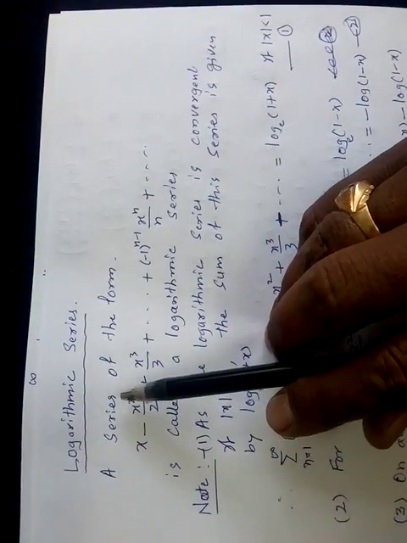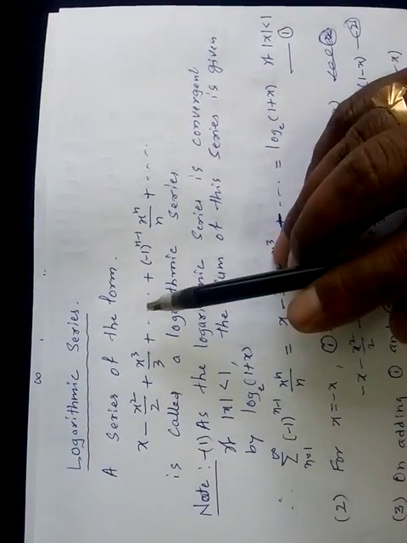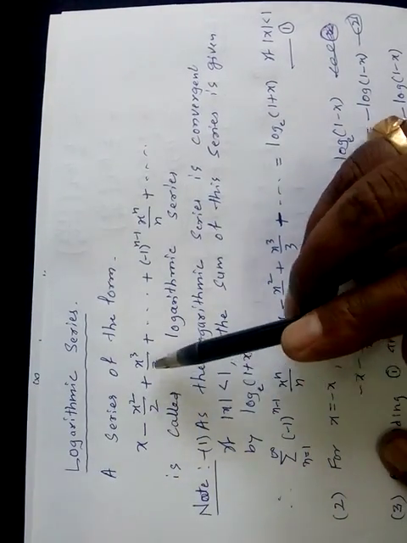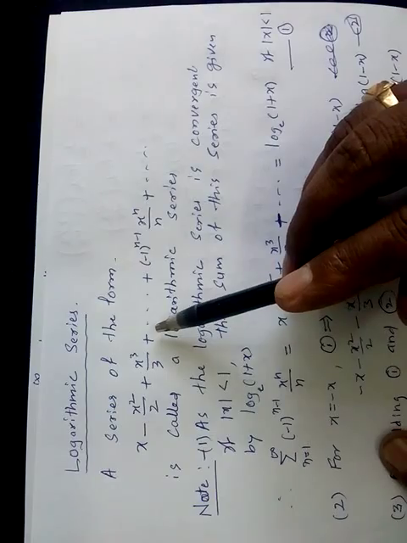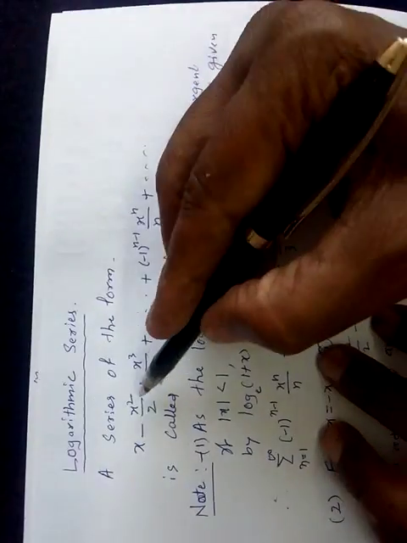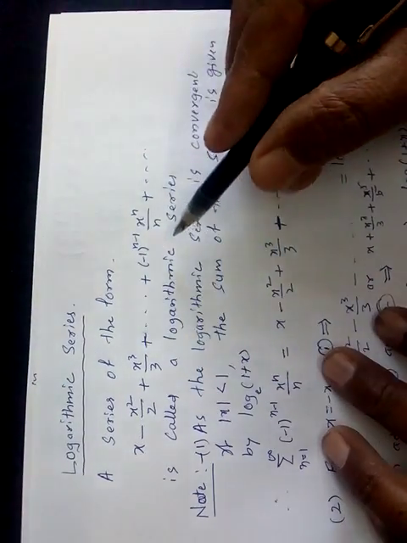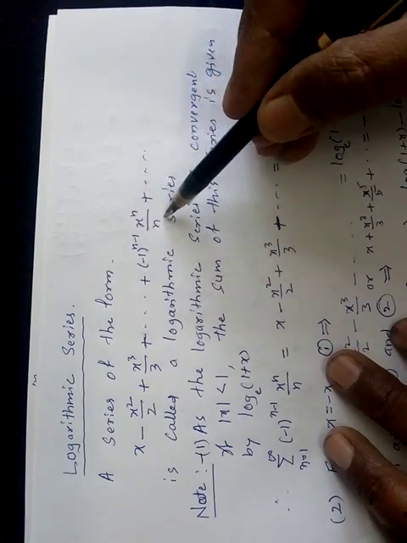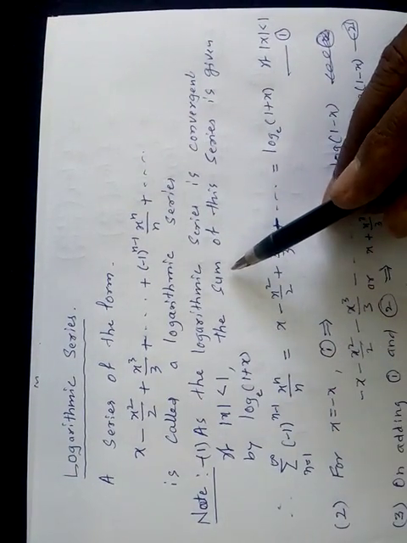Logarithmic series: a series of the form x minus x square by 2 plus x cube by 3 minus dash dash minus 1 power n minus 1 x power n by n plus dash dash is called the logarithmic series.